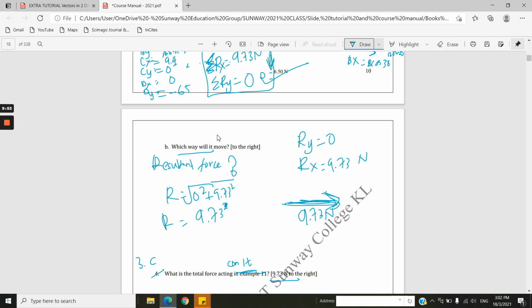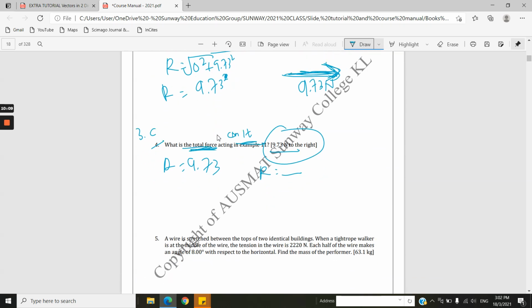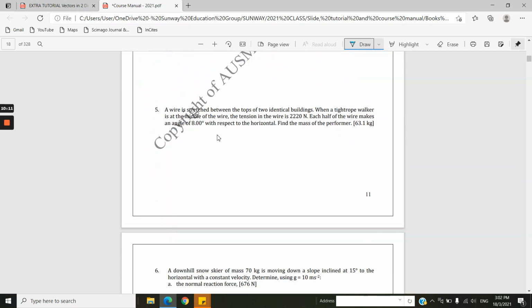Okay, so now is this positive or negative? Since here, let's go this way, positive, right? So where is the direction? Positive means going to the right side. Okay, how much is the amount? What is the total force? This amount. Okay, so far so good?